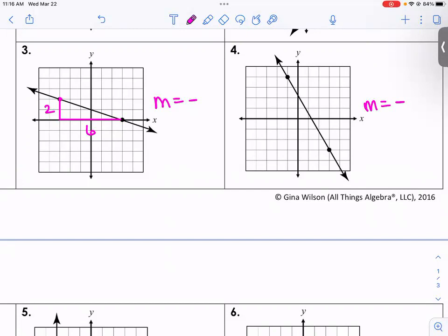So rise over run, I have 2 over 6. It is negative. Now, 2/6, is that a simplified fraction? No. Both of those are divisible by 2. So we would want to simplify this to -1/3.